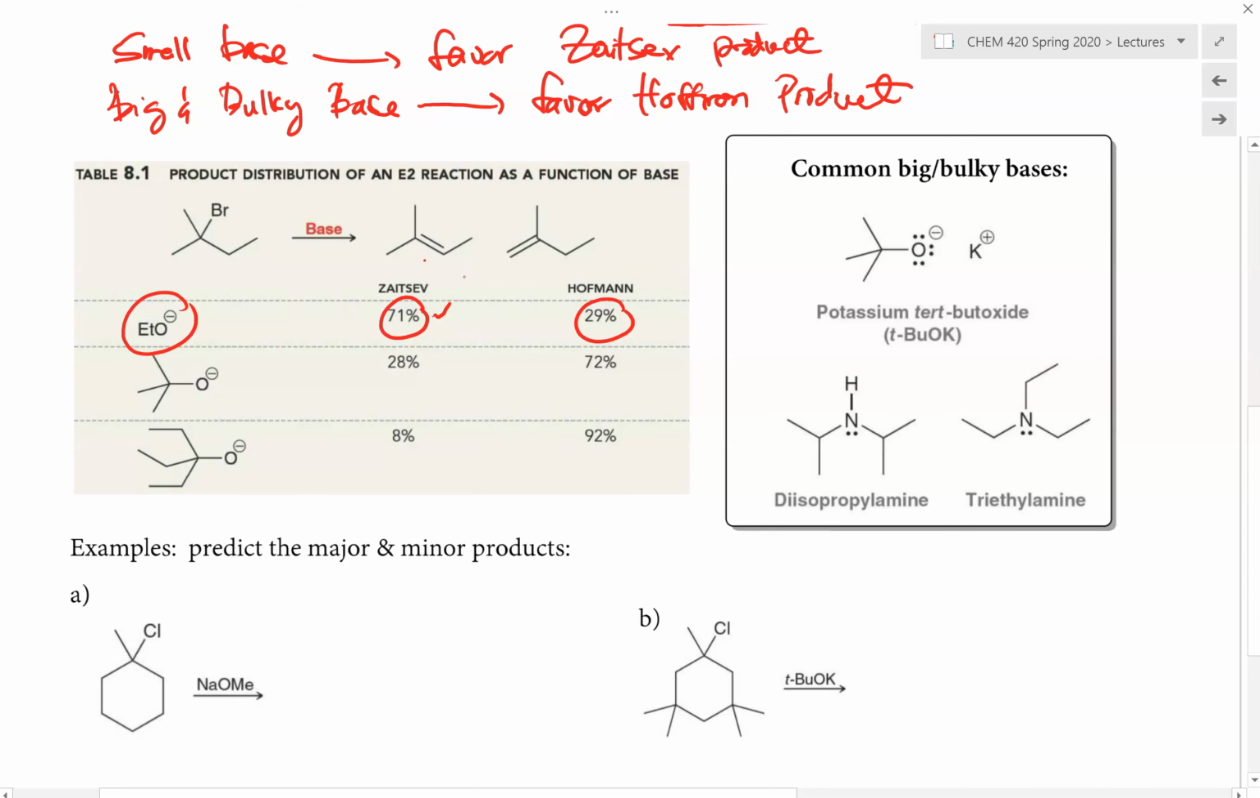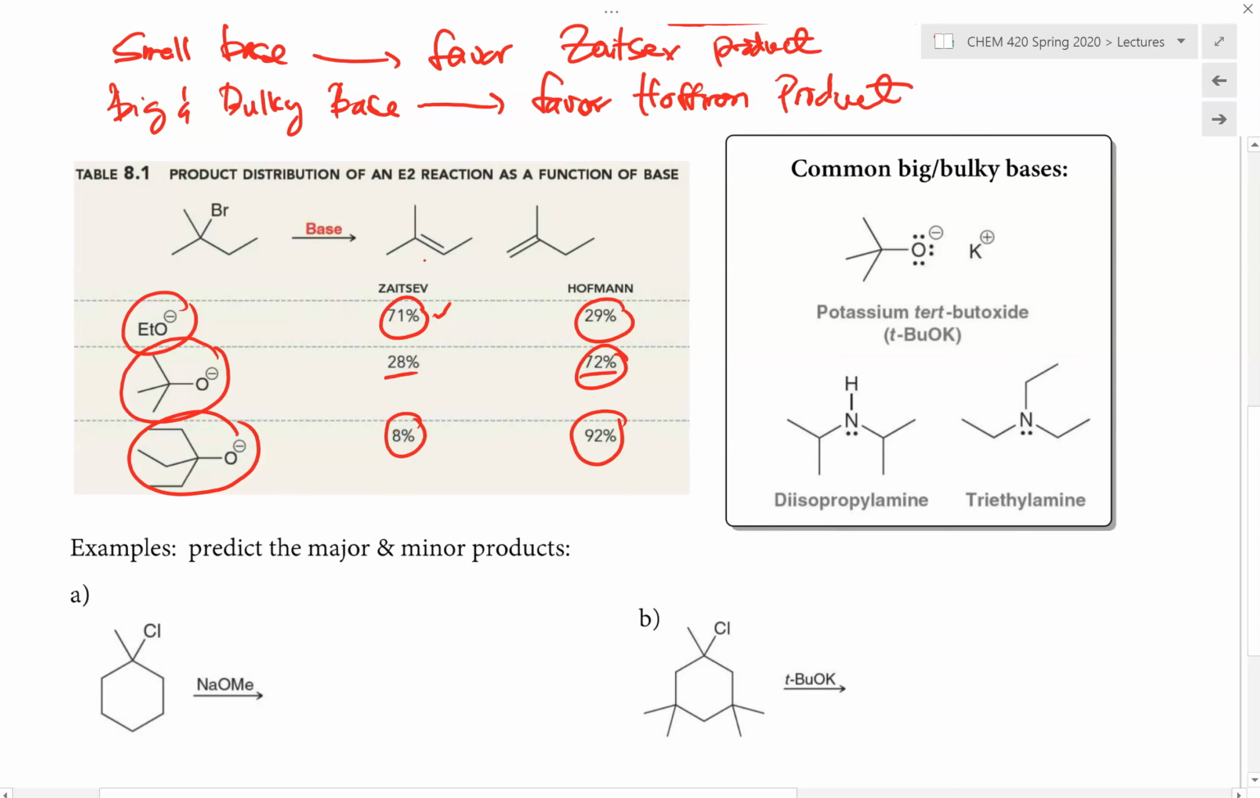However, if we were to now change it to a different base, in this case right here, the tert-butoxide, then we will observe the following yield: 28% of the Saytzeff product and 72% of the Hofmann product. So in this case, we see the yield of the Hofmann product is increasing significantly. And if we change it to an even more bulky base, then the yield of the Hofmann product increases even more, and the yield of the Saytzeff product is reduced significantly.